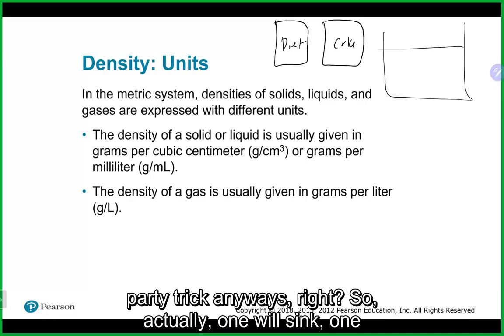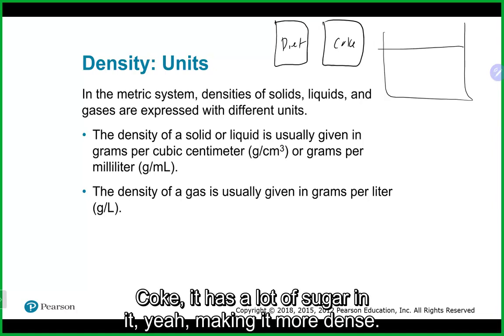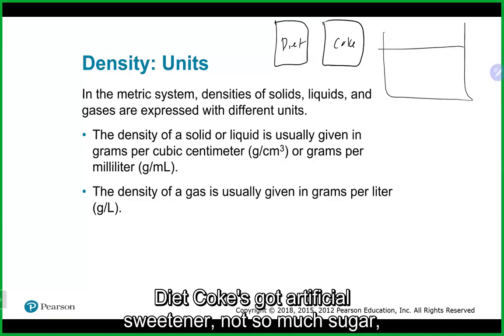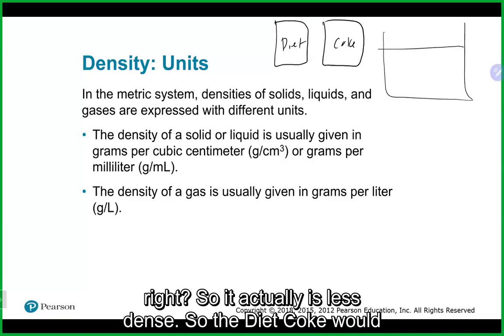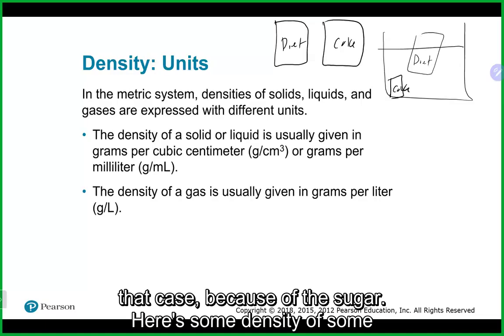So actually one will sink, one will float. Which one do you think is going to sink? The regular Coke. It has a lot of sugar in it, making it more dense. Diet Coke has artificial sweetener, not so much sugar, so it actually is less dense. So the Diet Coke would float, and the regular Coke would sink in that case because of the sugar.